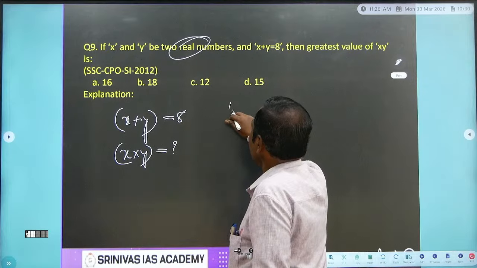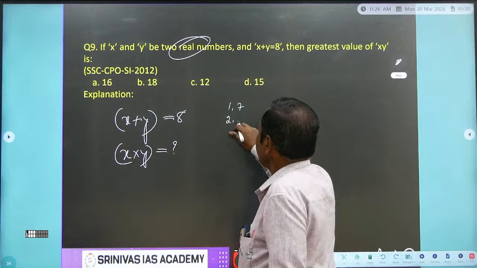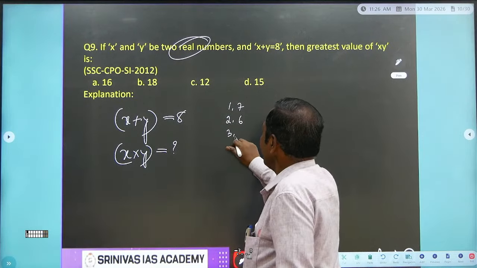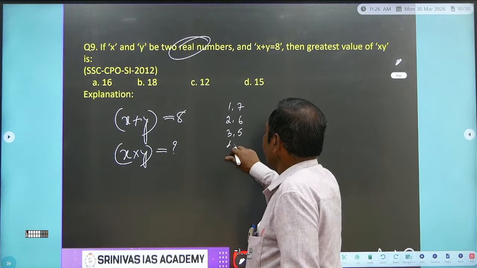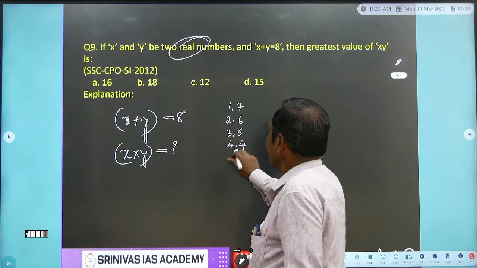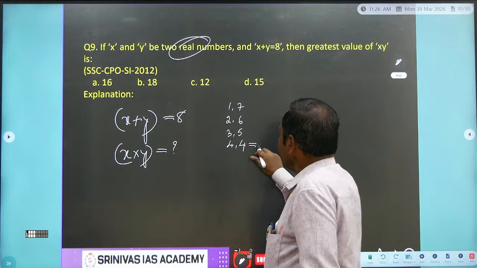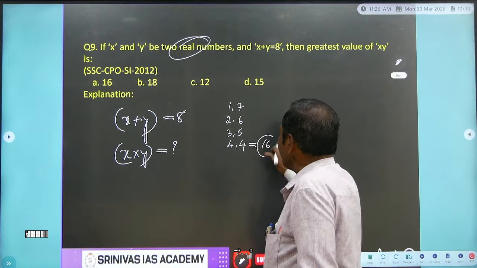1 and 7, 2 and 6, 3 and 5, 4 and 4. Then 5 is the same repeat, the pairs are getting repeated. So always you can see 4 multiplied by 4 is the largest value you would see.